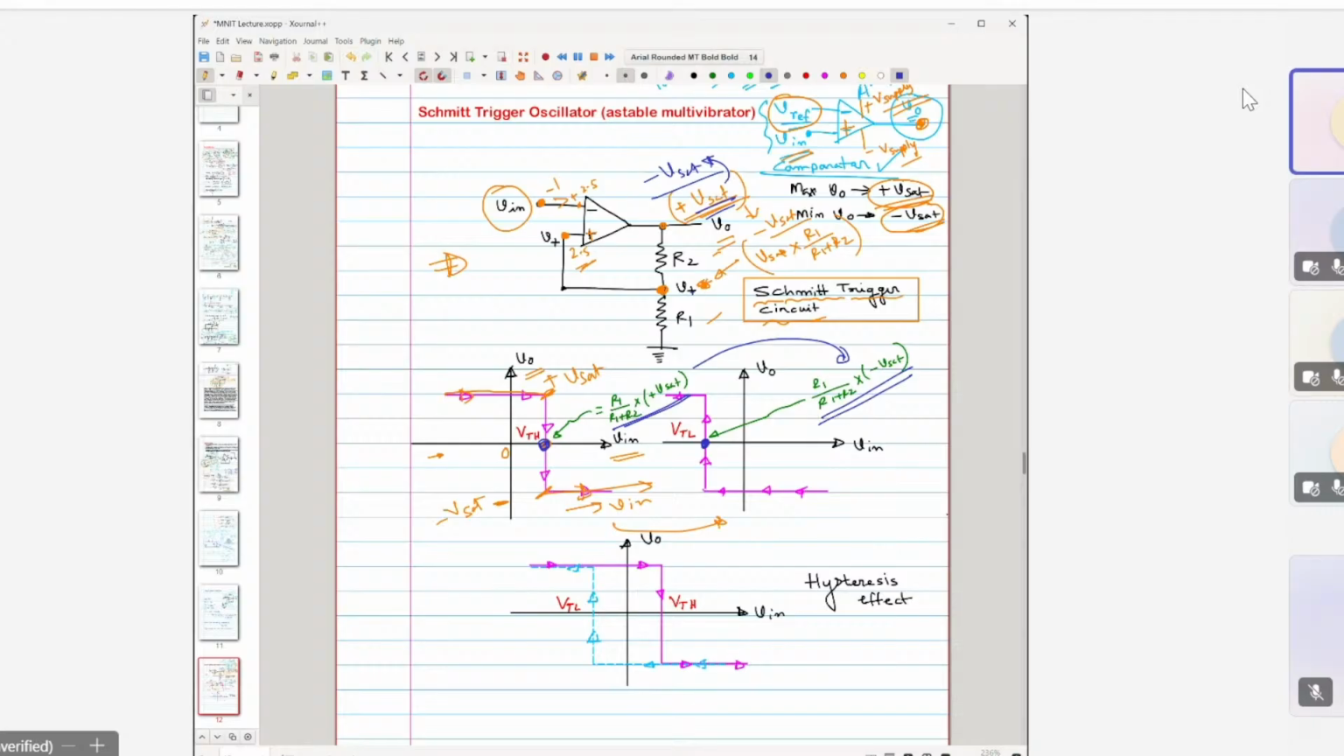Okay, now what will happen if you reduce this V in? Till V in crosses this point, remember this is 0 and this is some negative value, it will sustain the minus V sat value. Once it crosses this, immediately it goes back to plus V sat.